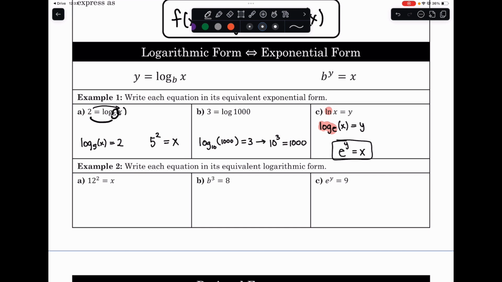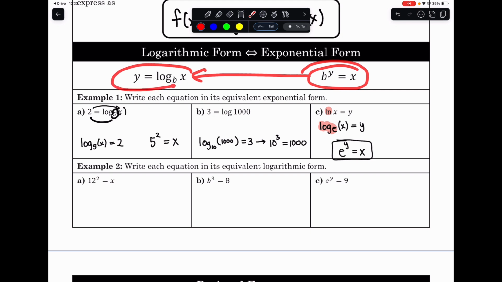Now let's practice going the opposite direction. Let's write an exponential equation into its equivalent logarithmic form. To do that, you'll notice again that the base of the log matches the base of the exponential equation. And the value of the log is the solution to the exponential equation. The answer to this is going to end up equaling the exponent to this base.